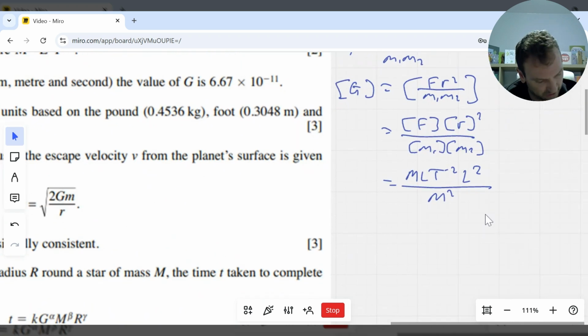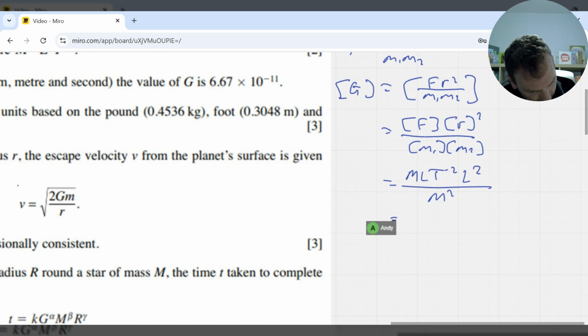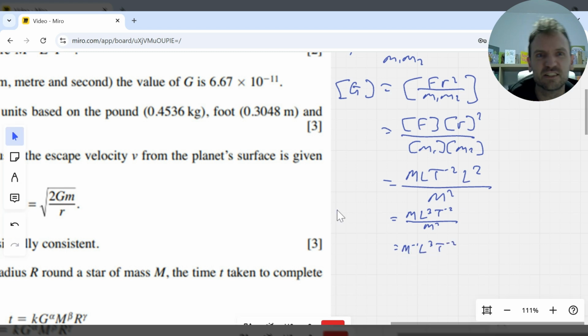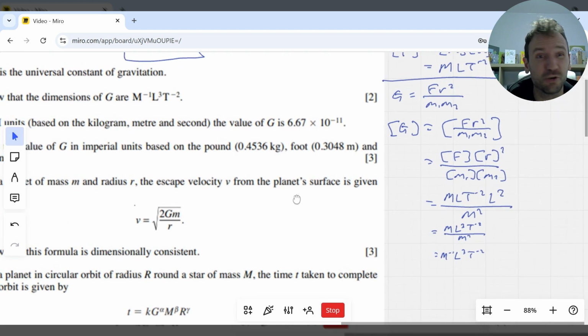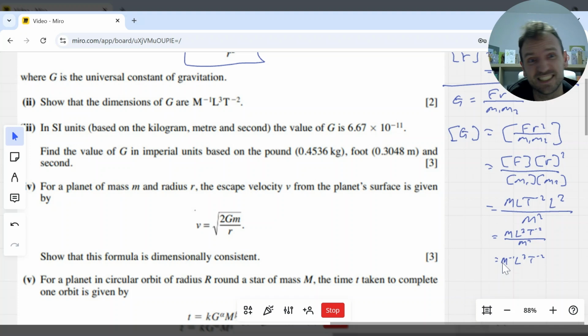So what should we do to deal with this? Let's tidy that top bit first. So that's going to be M L cubed T to the minus 2 over M squared. And then we can say we've got M over M squared. So that's going to be M to the negative 1 L cubed T to the minus 2. And on most short answer questions, I'd always say write a conclusion. In this case, this is basically our conclusion. We've got dimensions of G equals this. If you want to state it as a sentence, there's no harm in doing so, but this should be more than sufficient.